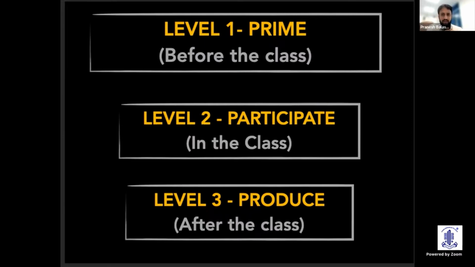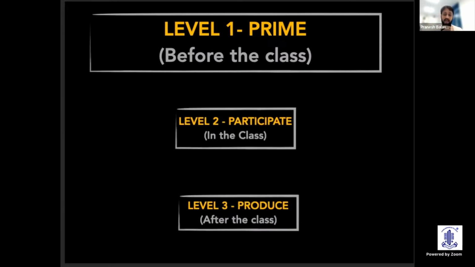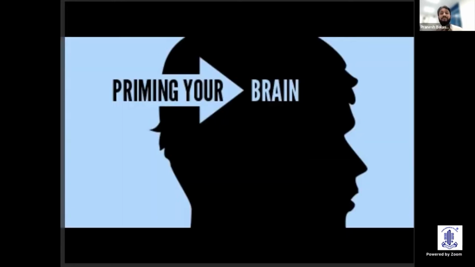So let's go level by level, one by one. The first level is what's going to happen before the class. Probably the easiest from the teacher's perspective is sharing the resources. We just tell them what to read, what not to read. But even though it's the easiest from the teacher's perspective, it's the most important level in my opinion, because it's important for us to share the relevant materials pertaining to the topic of discussion.